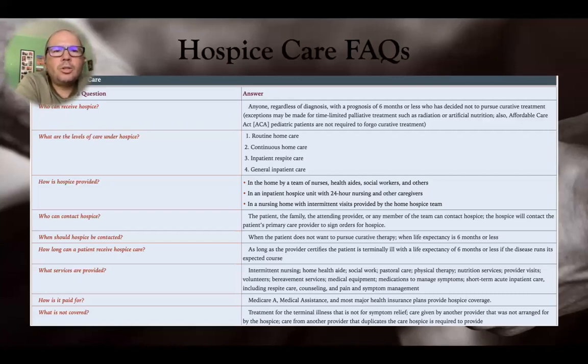The other question that I've had patients ask regarding hospice care is who's going to pay for it? A lot of times it's Medicare, medical systems. A lot of insurances provide hospice coverage. So they're not going to, hopefully, be expected to pay out of pocket for hospice care. So yeah, that's a quick reference. I think it's very informative for you all to utilize.